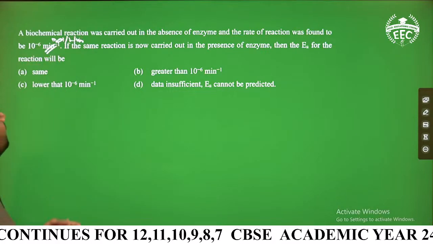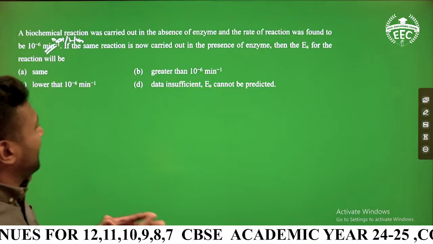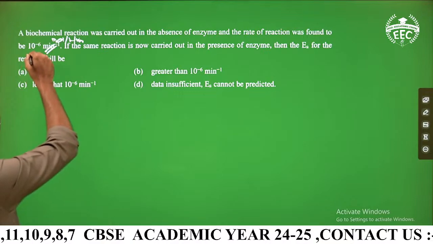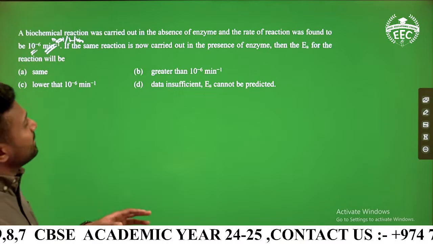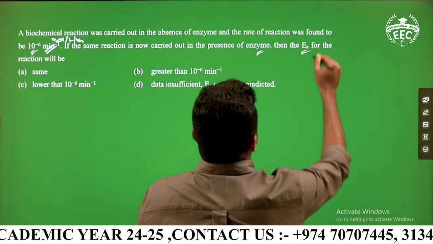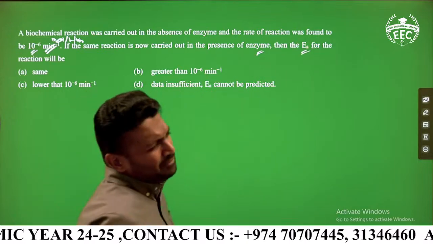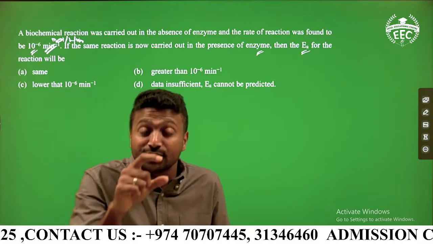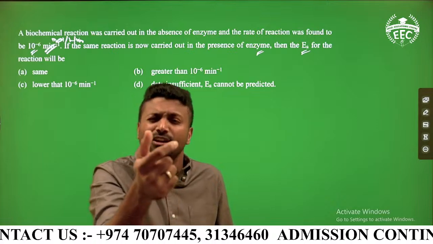Anyway, a biochemical reaction was carried out in absence of enzyme. Rate of reaction was found to be 10 raised to minus 6. If the same reaction is carried out in the presence of enzyme, then the activation energy EA for the reaction will be, what will be? See, what a catalyst will do. A catalyst will do a shortcut path having lower activation.